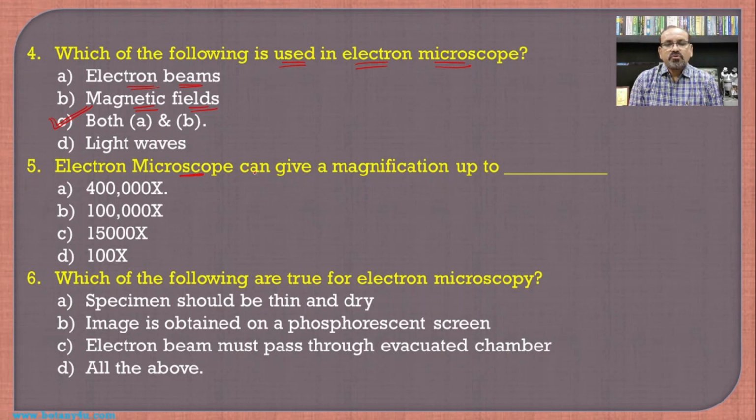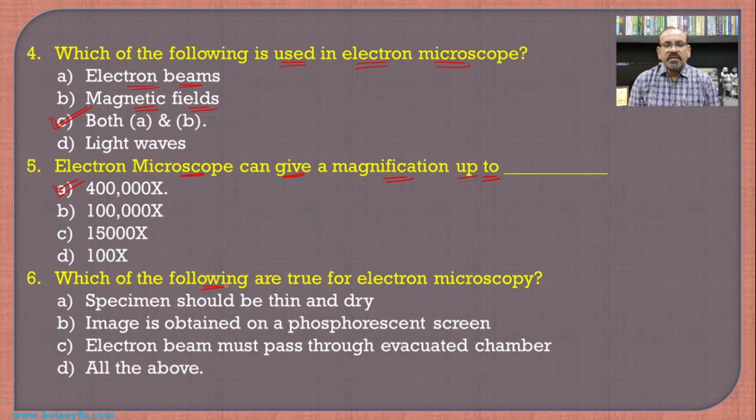The electron microscope can give a magnification up to. Usually if we compare the light microscope to the electron microscope, thousands of times more magnification is there in the electron microscope. And we have to remember that here A1, that is the 400,000x, is the correct magnification of the electron microscope.